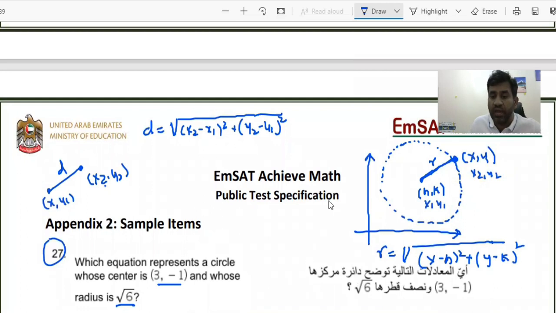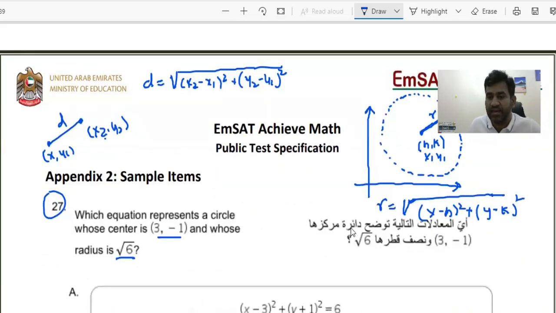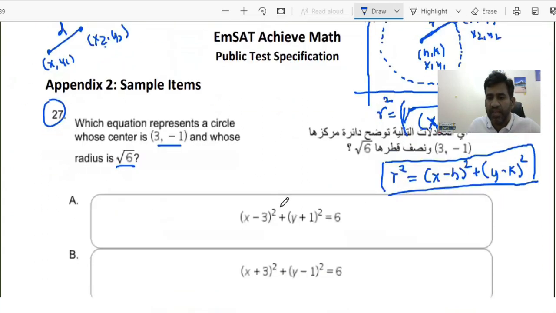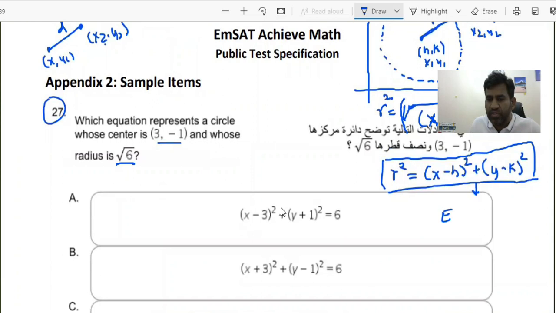But look at what's happening here. To create an equation of a circle, I should not have a radical in that formula. So how do you get rid of this root? As I always tell you, to get rid of the root, you have to square it, and if you square one side, you have to square the other side as well. So r squared equals (x minus h) squared plus (y minus k) squared. This is called the equation of a circle.